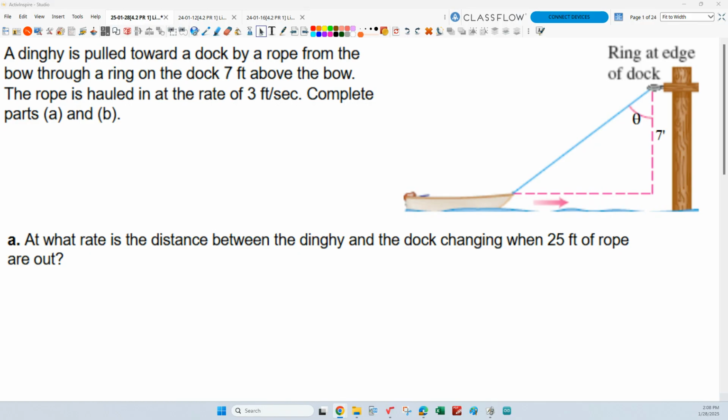Everybody plugged in here. So, a dinghy is pulled toward a dock by a rope from the bow through a ring on the dock, okay? 7 feet above the bow. The rope is hauled in at a rate of 3 feet per second. So the first question is, at what rate is the distance between the dinghy and the dock changing when 25 feet of rope are out?